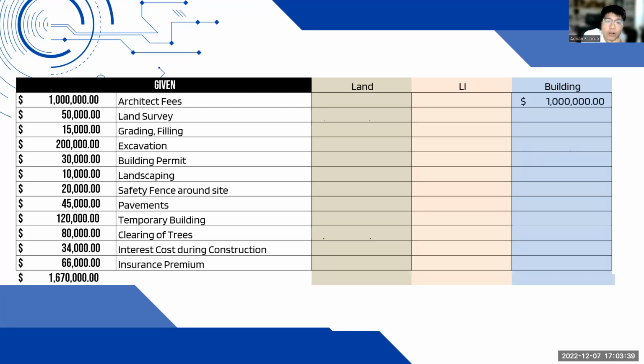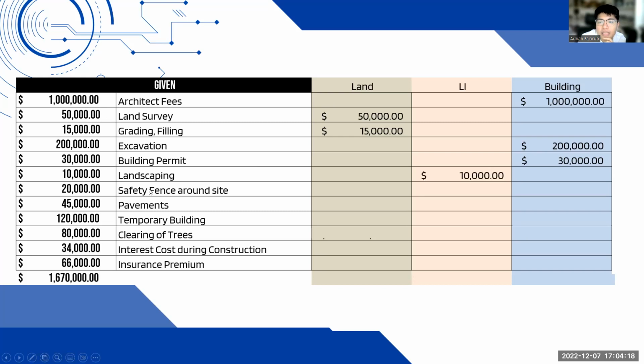Next, land survey. We already know this: land survey is under land. Grading and filling, okay, also land. But excavation, again, is building. Next, building permit. For building permit, of course, building. Landscaping: is it land or land improvement? Landscaping, I think of shrubs and courtyards or whatever. That's a structural addition. Therefore, landscaping should be land improvement.